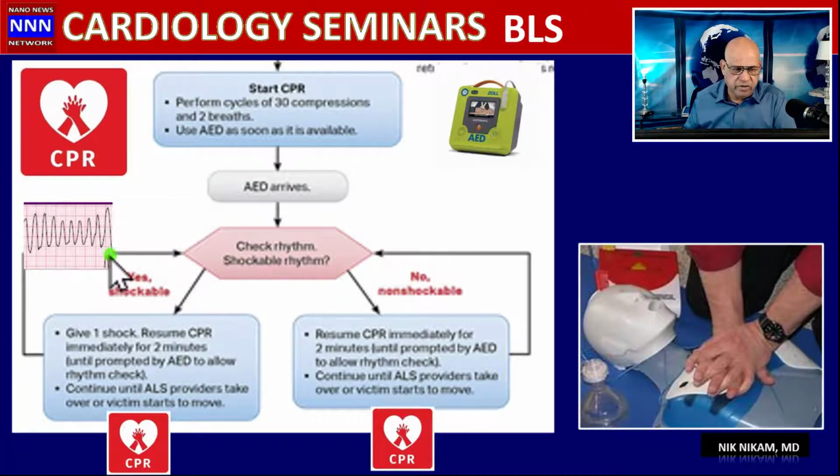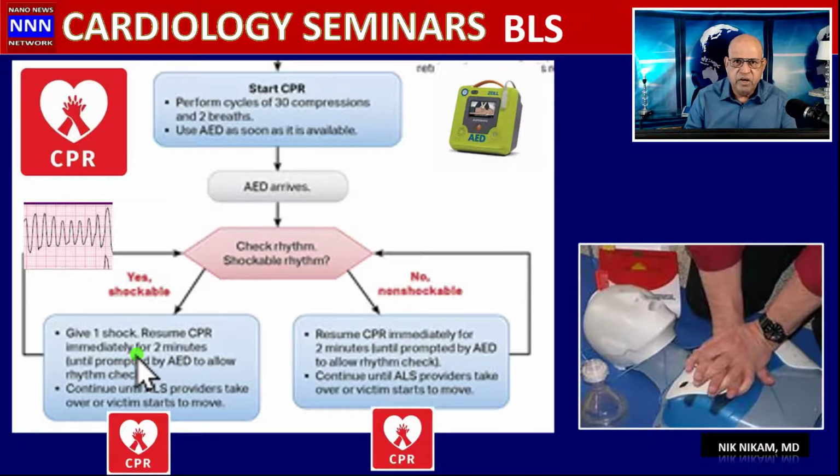If the rhythm is something like VTAC or VFib, which is shockable, then we administer the shock. Once the shock is administered, what do you do next? This is an exam question. Now you have to remember that immediately after shocking the patient, you continue chest compressions for 2 minutes. You follow? Compressions for 2 minutes with the respirations.